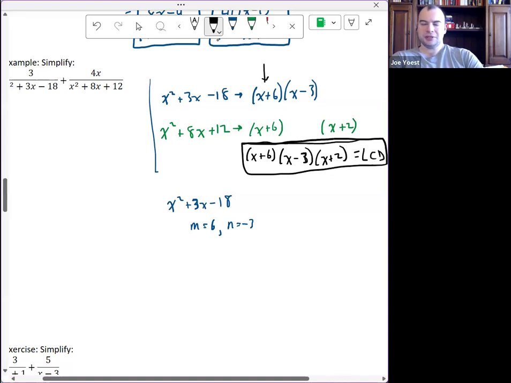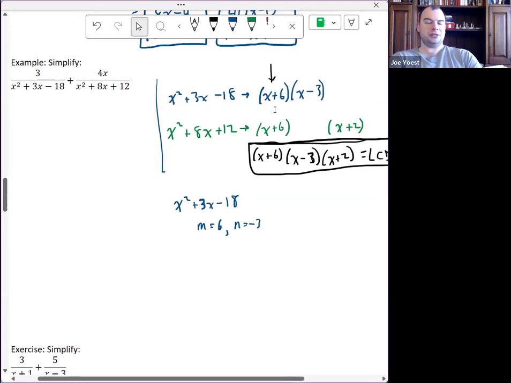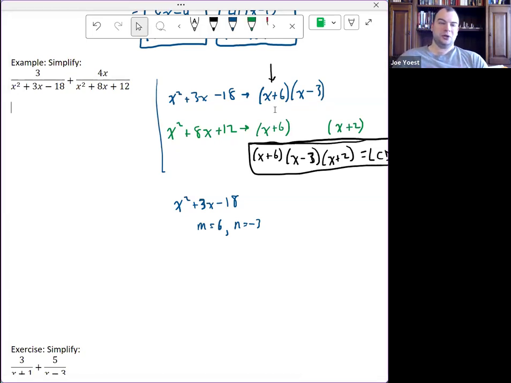Note that my LCD isn't just the product of the denominators. I was able to reuse the x plus 6, so I saved myself the hassle of having an extra x plus 6 building block floating around that would just make things more complicated in the intermediate steps and then be more difficult to simplify at the end.